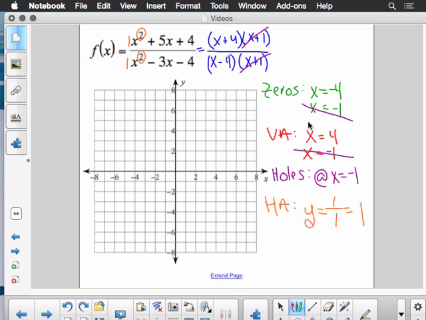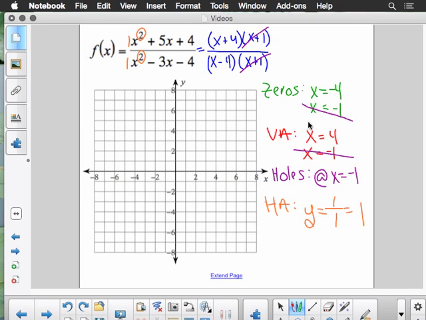The other 2 scenarios, like in number 2 on your worksheet: if your exponent in the numerator is bigger than your exponent in the denominator, then you have no horizontal asymptote. If your exponent in the numerator is less than the exponent in the denominator, then you have a horizontal asymptote at y = 0. I'm going to have to go double check that. It's been a while since I taught this, but I'm hoping that's right because I don't want to have to remake this video.